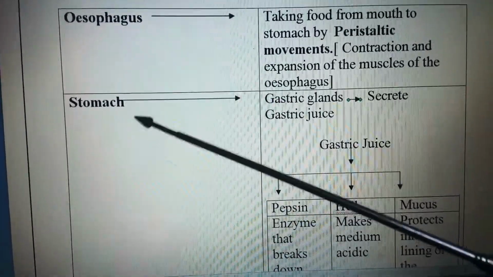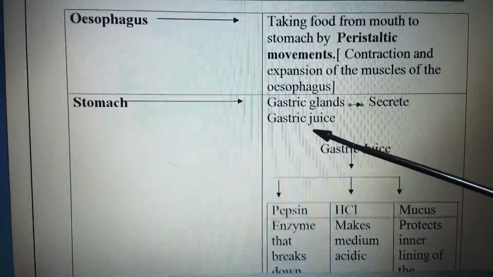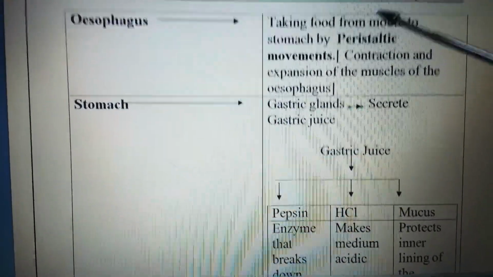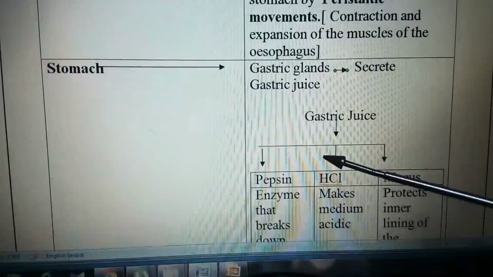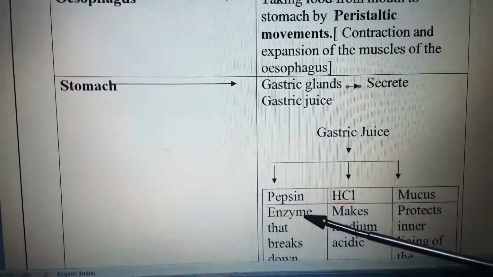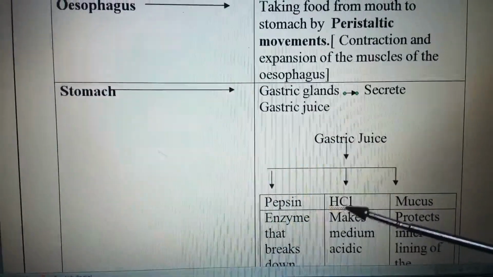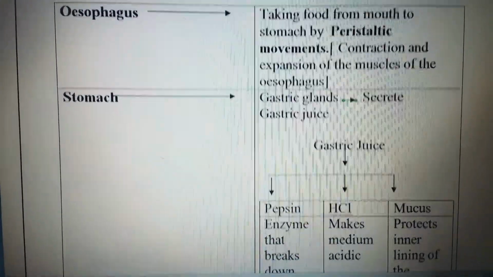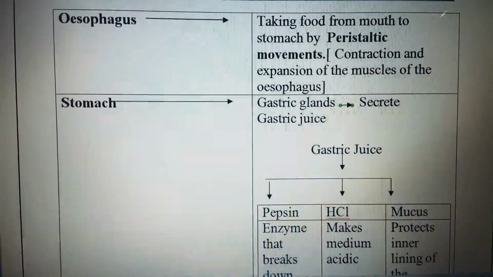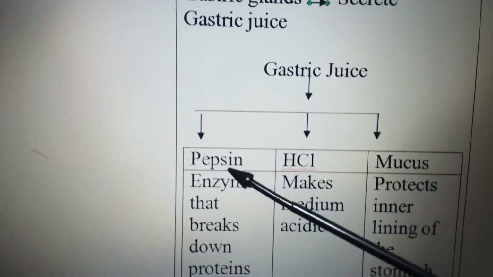When the food reaches the stomach, the gastric juices secreted by the gastric glands start acting upon the food. These gastric juices contain three things: pepsin, hydrochloric acid and mucus, and they act upon the food. So the gastric juice contains pepsin.